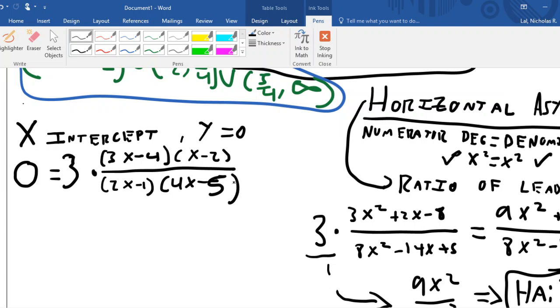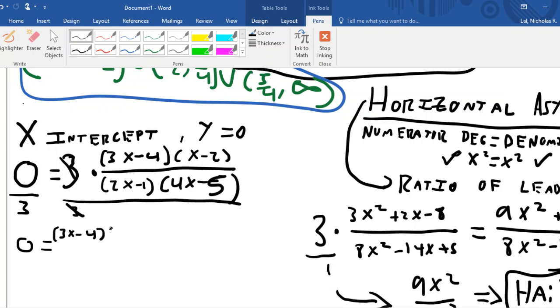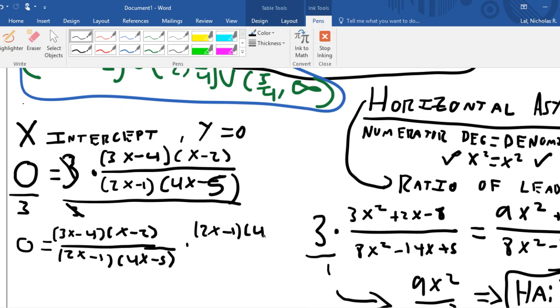What happens when I divide each side by 3? On the right side, the 3's cancel out, and what's 0 divided by 3? 0. So 0 is now equal to 3x minus 4 times x minus 2 over 2x minus 1 times 4x minus 5. Now what happens when I multiply each side by 2x minus 1 times 4x minus 5?